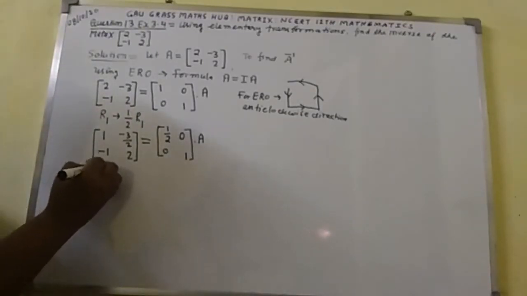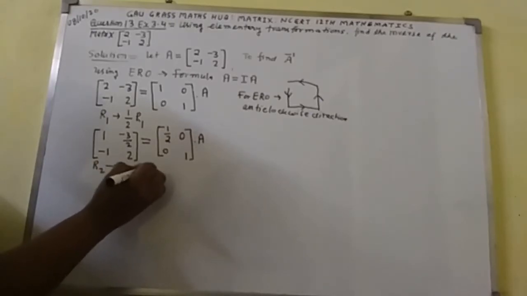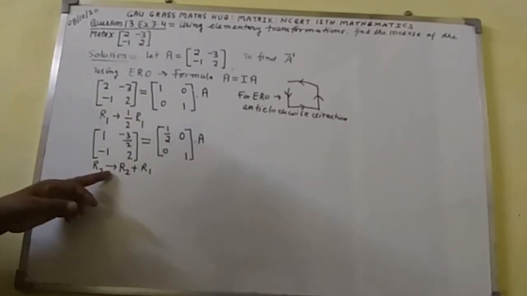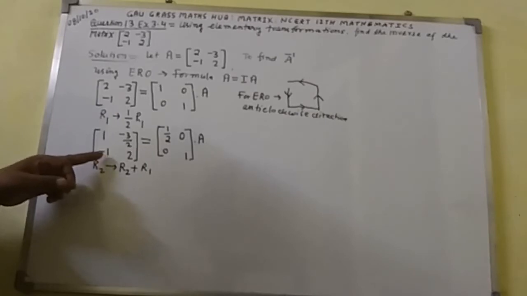For this I shall apply a property. I shall take here only R2. Now R2 goes to R2 plus R1. If I apply the property, R2 goes to R2 plus R1. So this is R2. The respective element of -1 will be 1, will be added, and comes out to be 0. Here you will get easily 0.